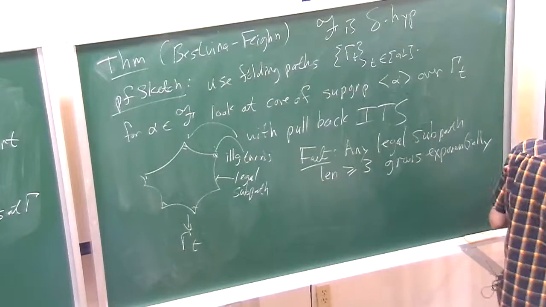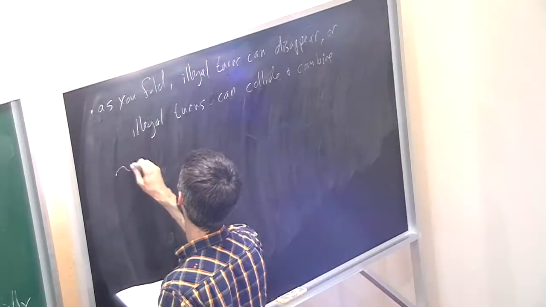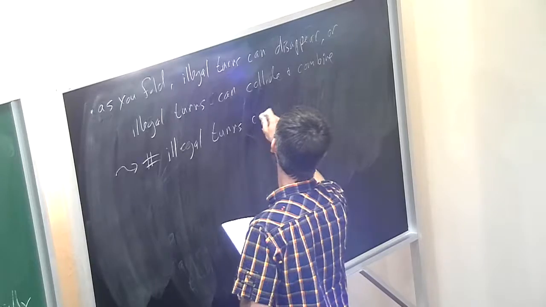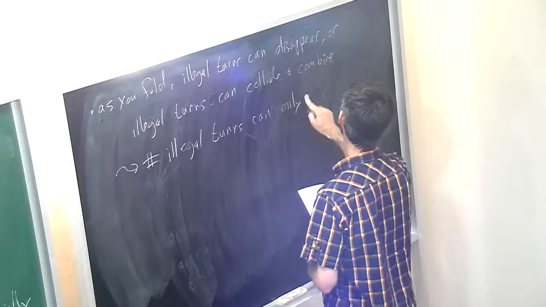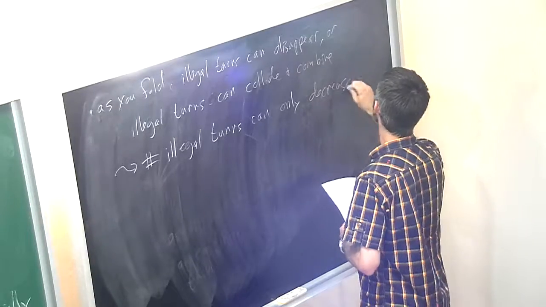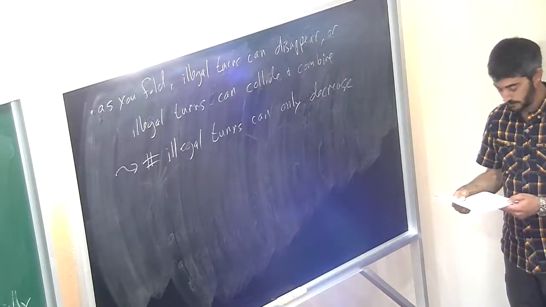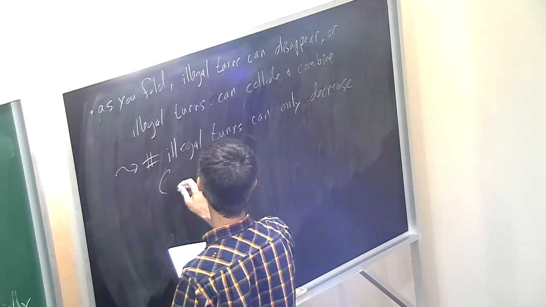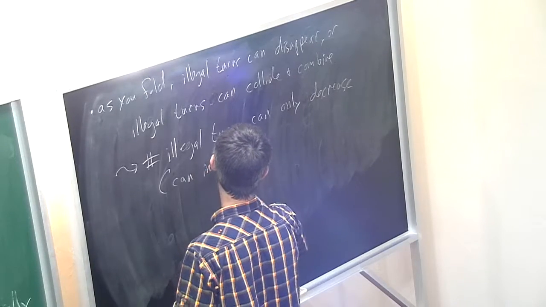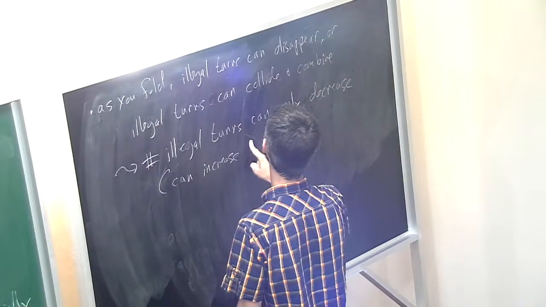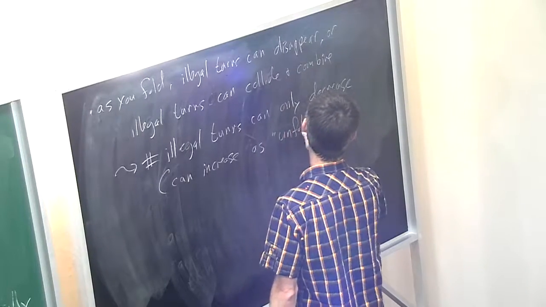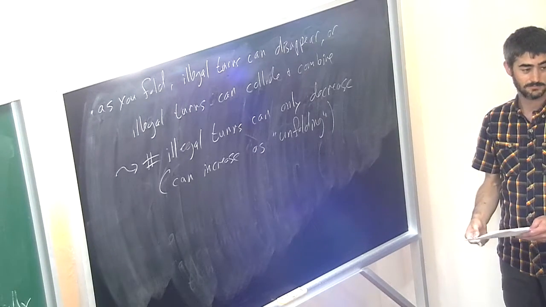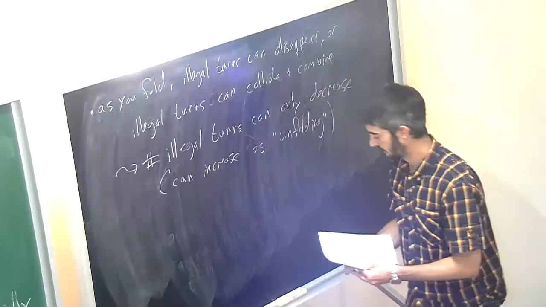So what can happen is that the number of illegal turns can only go down as you fold. And of course, that means if I go backwards, they can increase. Going backwards is what I call unfolding. So if I go backwards, you could get more illegal turns. Okay? Great.